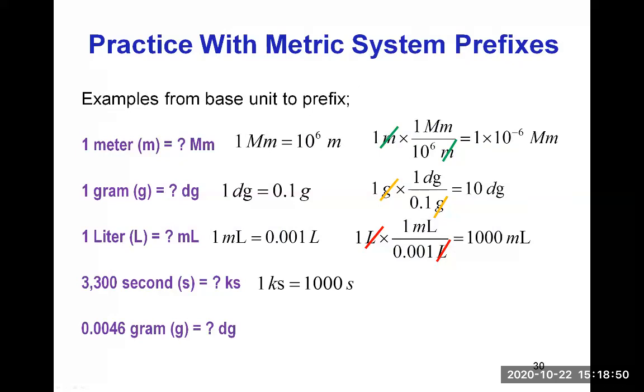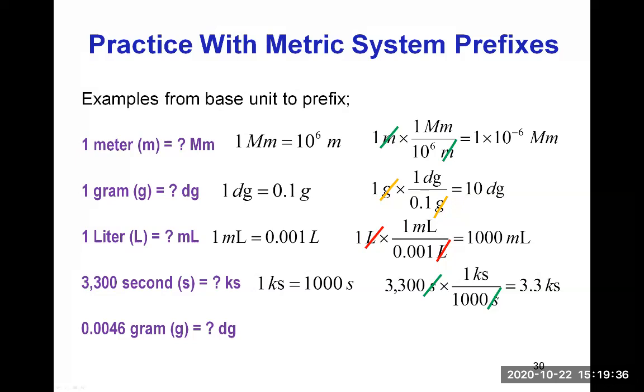So the given amount here is 3,300 seconds. You will multiply it by the conversion factor that is obtained from this equality, and you want to have the seconds in the bottom, in the denominator, so that you can cancel seconds, the units. So it's going to be 3,300 seconds times the conversion factor, 1 kilosecond over 1,000 seconds. This way you can see that you can cancel the seconds units and you're left with kiloseconds, which is the unit you want. So then in the calculator you do 3,300 divided by 1,000 and that's 3.3 kiloseconds.